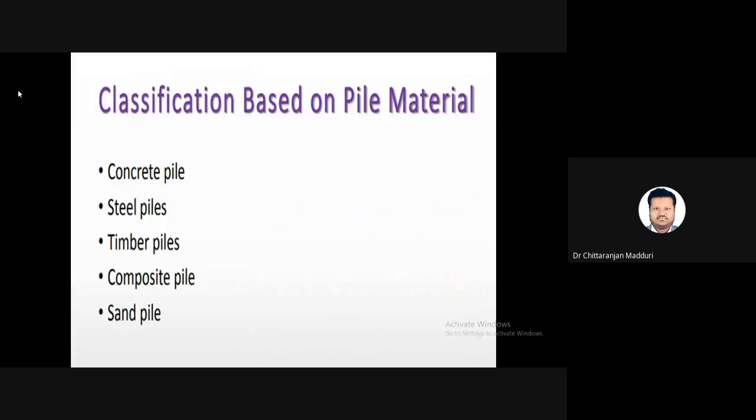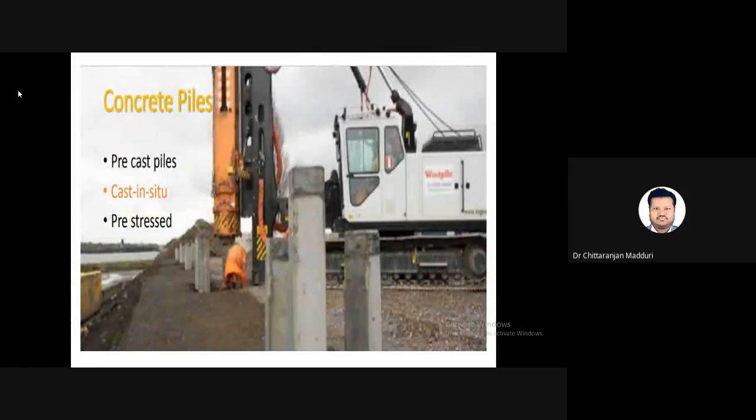So classification based on pile material. So we will use different types of materials for the manufacturing of the pile. Depending upon the material, the pile is classified as concrete pile, steel pile, timber pile, composite pile, sand pile. So concrete piles means the piles which are constructed by using concrete, cement, concrete. Such piles are known as concrete piles.